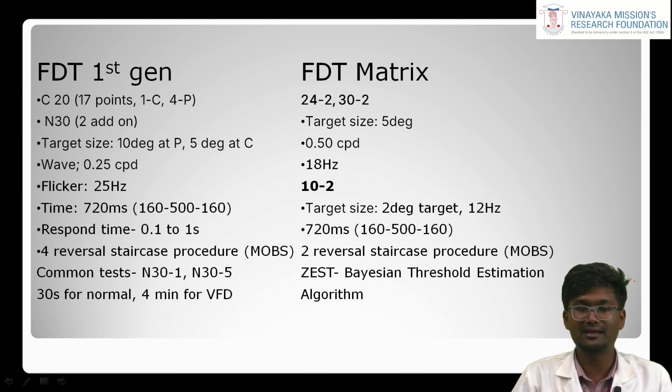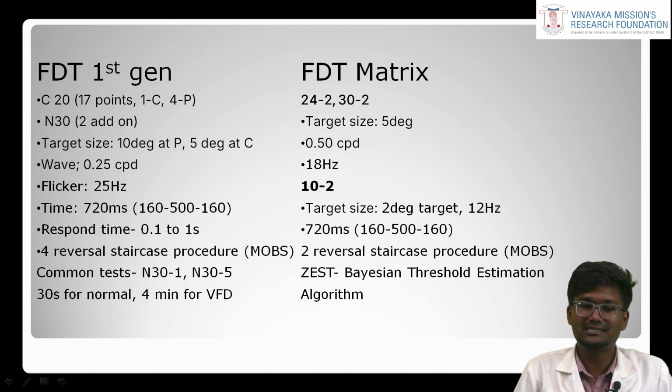The first generation perimetry has test strategies such as C20. Similar to white on white perimetry, where we may use 24-2, 30-2, 10-2, this FDT uses two test strategies, C20 and N30. C20 is the center 20-degree examination strategy, and N30 is the nasal 30-degree. In the C20 pattern, there is one stimulus at the center, surrounded by 4 peripheral stimulus targets. In N30, there are 2 add-on patterns at the nasal side, superior and inferior to the horizontal meridian.